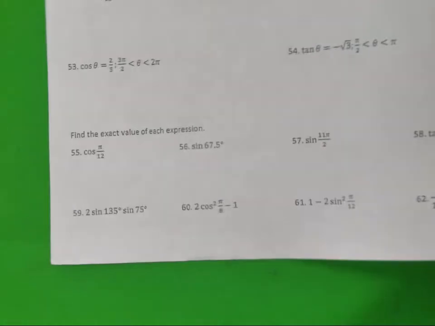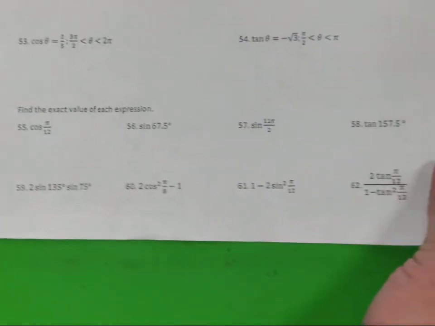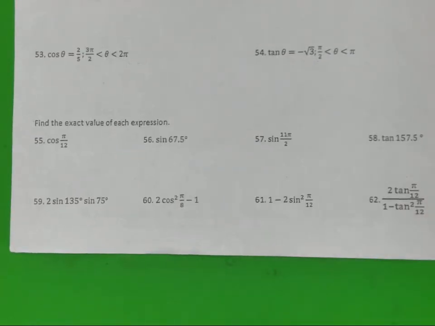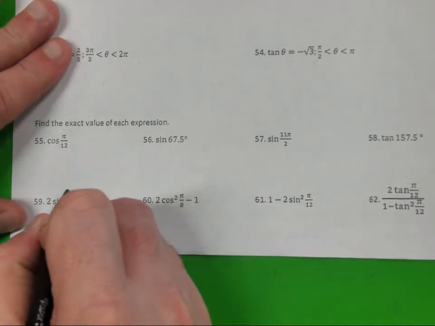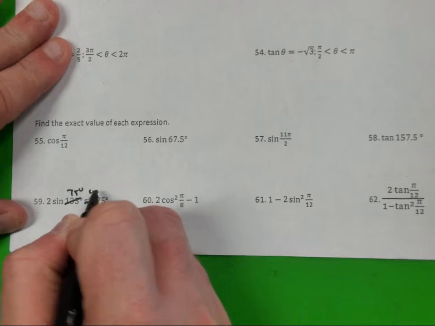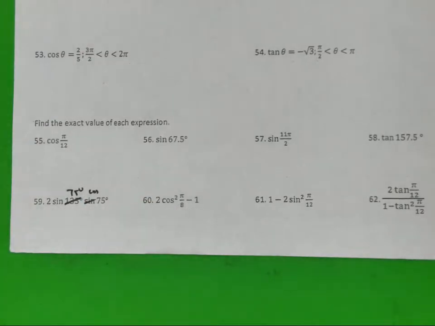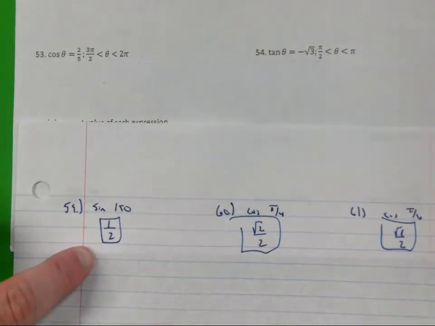Alright. On 59, 60, and 61, it's working backwards because they're informed of a formula. Now, it starts with 2 sine. I look here. That starts with 2 sine, doesn't it? That's what formula? Double angle. That means you're going to double it. I told you yesterday, change this to 75, change this to cosine. So I'm going to double 75. So 75 doubled is 150. So sine of 150, which is 1/2.